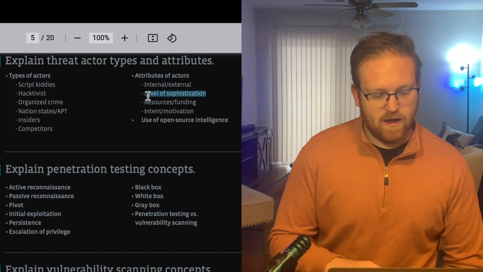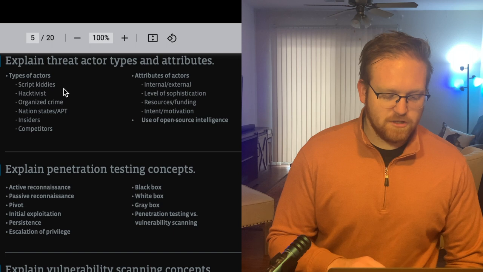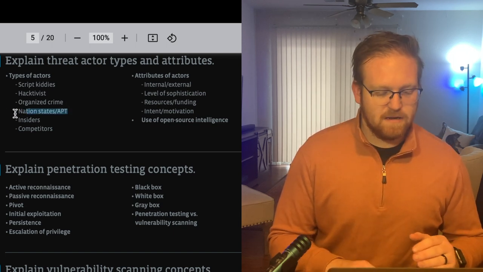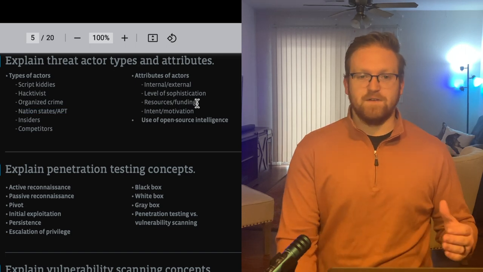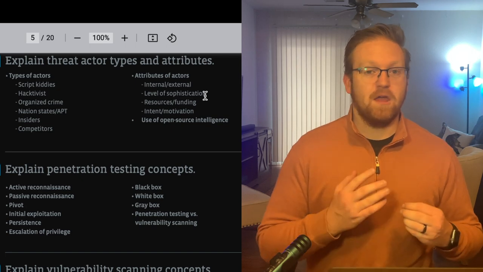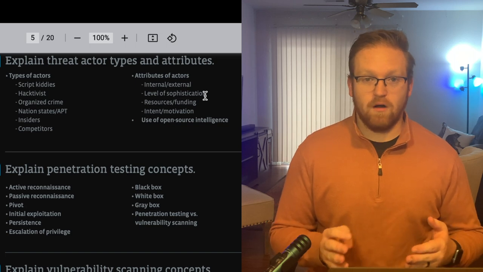Now, an organized crime group would be somewhere in between, right? A nation state is probably your biggest threat, and your script kiddie is going to be the lowest threat, but organized crime is going to be somewhere in the middle. It could be an unsophisticated crime syndicate that's trying to hack you, or it could be a very well-funded organized crime group. They may have some sort of support on the back end.